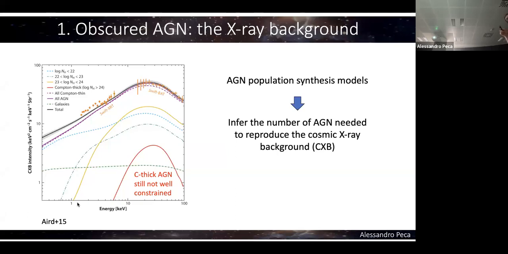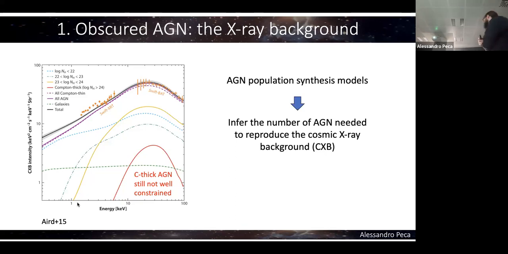Except for this green line here, which is the contribution from the host galaxies, all the other colored lines are different contributions of different AGN populations divided by absorbing column density. So we can play with AGN population synthesis models and try to reproduce the entire X-ray background by including different AGN populations. In particular, I want you to focus on this red curve here, which shows the contribution of Compton-thick AGN. A Compton-thick AGN is defined as an AGN with line-of-sight column density, in log scale, of more than 24.